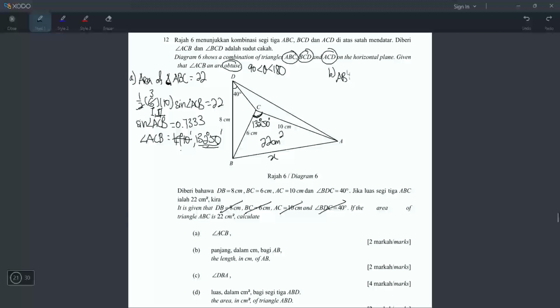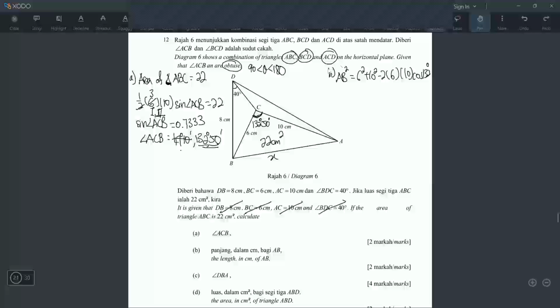So how to use cosine rule? AB square equals to what? Do you remember how to use cosine rule? 6 square plus 10 square minus 2 times 6 times 10 times cos the AB opposite punya sudut 132 degree 50 minute. Okay, don't have enough space. Macam mana? Okay, let's see. Can I do this? Okay, nope. Uh, okay, why not I just write on here lah. 132 degree 50 minute. And then AB.